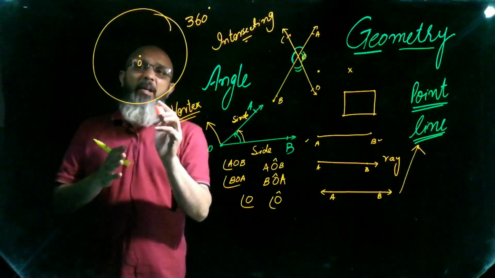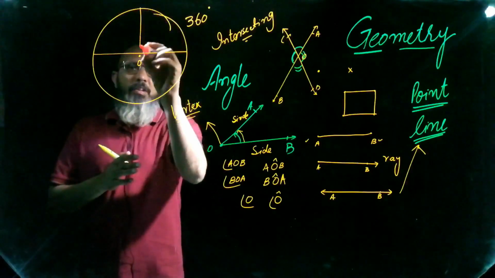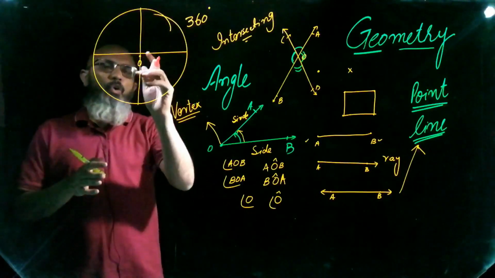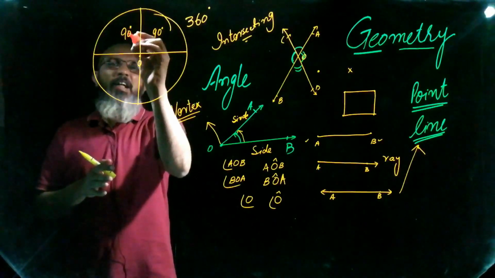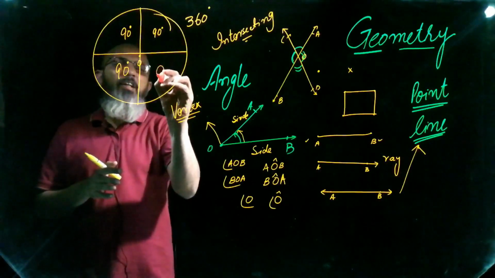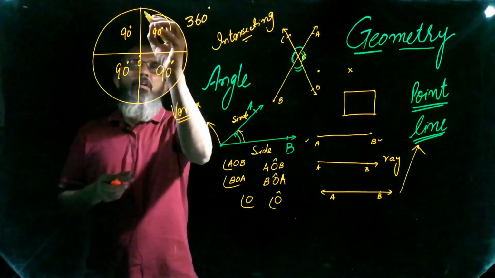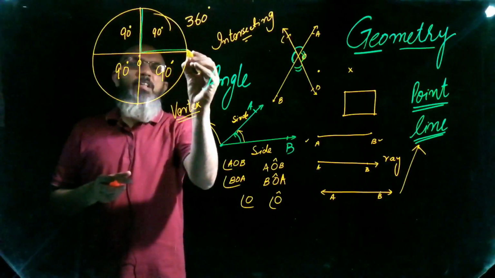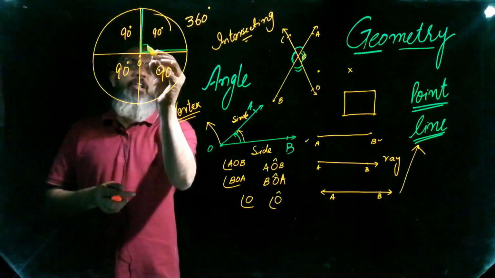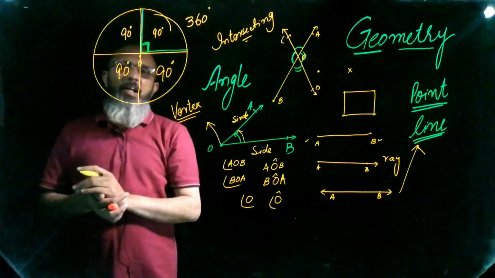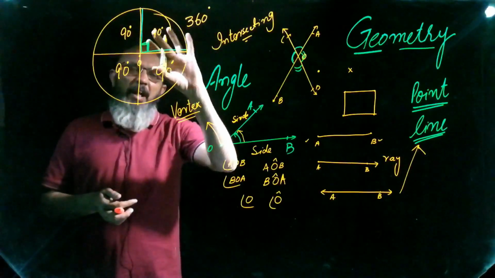So if I divide this circle into 4 equal parts, how many degrees is each? That is 90 degrees, that is 90 degrees, that is also 90 degrees, that is also 90 degrees. So here we can conclude, what is this? That is a right angle. Angle of 90 degrees shows a right angle. Right angle means 90 degrees.